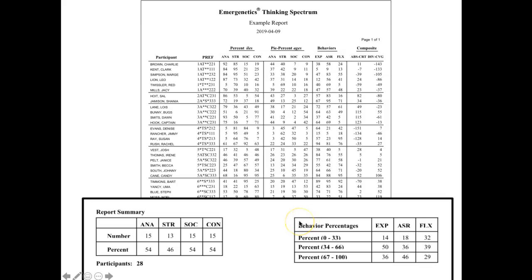One thing to note regarding the behavior summary is that the behaviors are displayed horizontally while the percentages are displayed vertically.